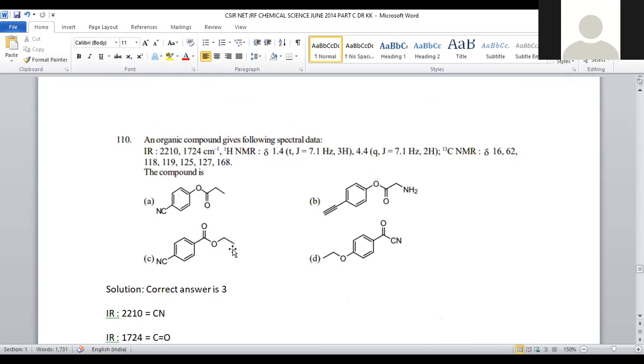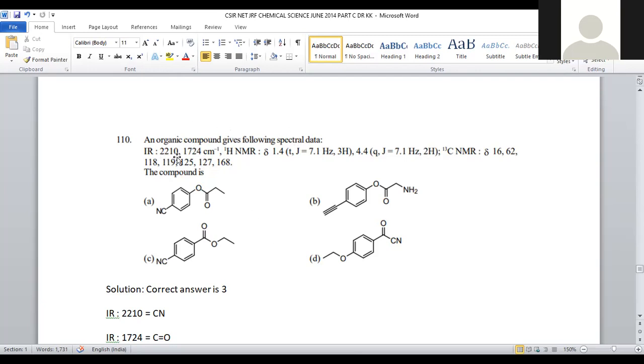The last question of the series belongs to analytical spectroscopic methods. An organic compound gives the following spectral data. IR data is provided as 2210, 1724. Proton NMR is given as 1.4 for 3 hydrogens, 4.4 for 2 hydrogens. C13 data, delta values from 16.6 to 118, 119, 125, 127, 168. These many signals are possible in the C13. Let us predict what the product will be.